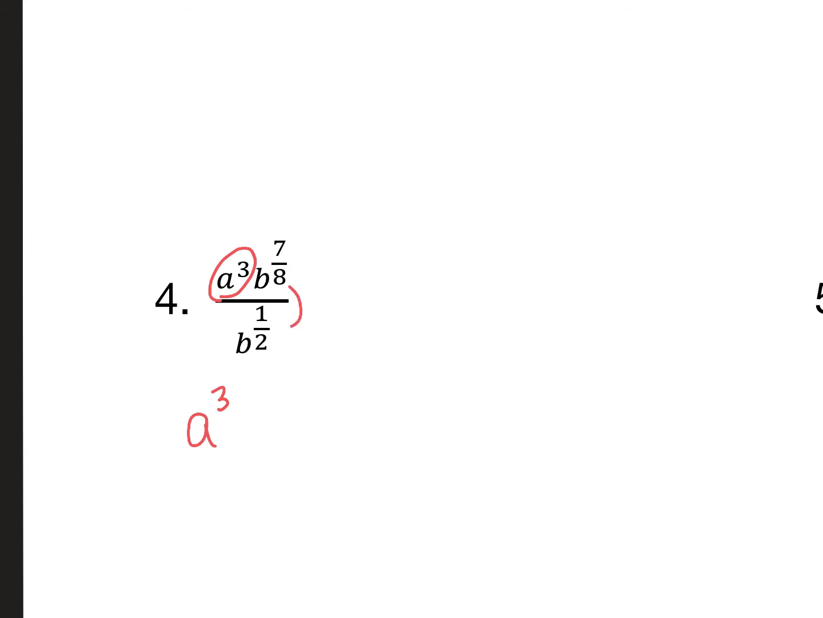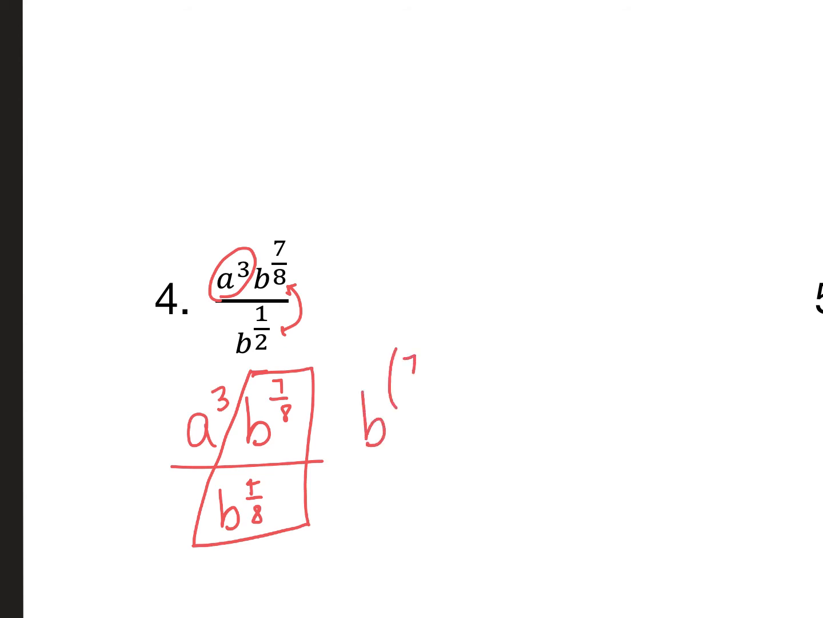Now these other 2 both have fractional exponents, so I'm going to get a common denominator for those. It's going to be 8, which means that the top one I don't need to do anything to, and the bottom one becomes 4/8. So these two are the same exact letter. That means I need to actually simplify this. I don't know if you remember the rule, but if you are dividing the same bases, you subtract the exponents. So this actually equals b to the 7/8 minus 4/8, or b to the 3/8.